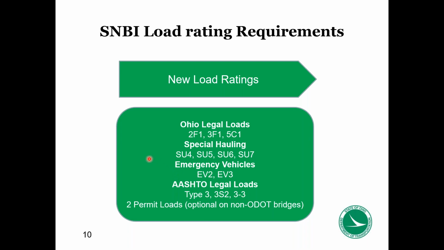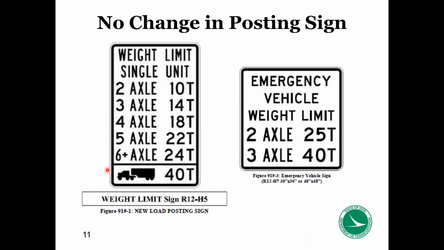Today my focus is how to code these in SNBI according to SNBI specifications. There's no change in the posting signs. These are the 2 posting signs we are currently using. The left one has 2XL, 3XL, 4XL, 5XL, 6+XL, and a semi silhouette on it. This is used when a bridge cannot carry the full legal loads. If any other legal load has a rating factor less than 1, we post this sign. The sign on the right is for emergency vehicles only.